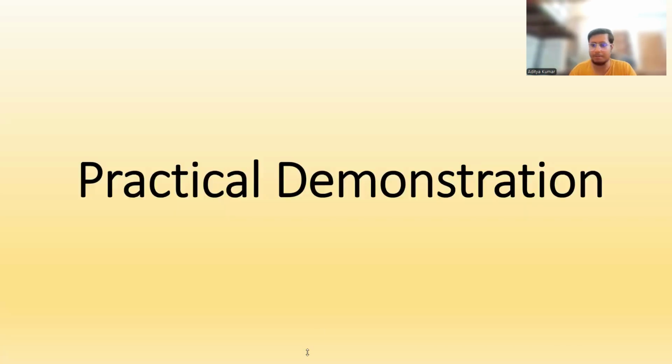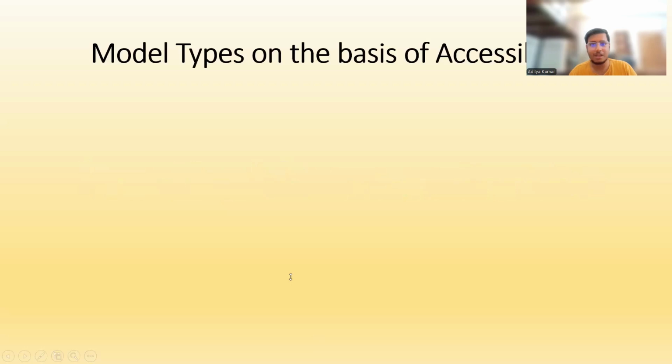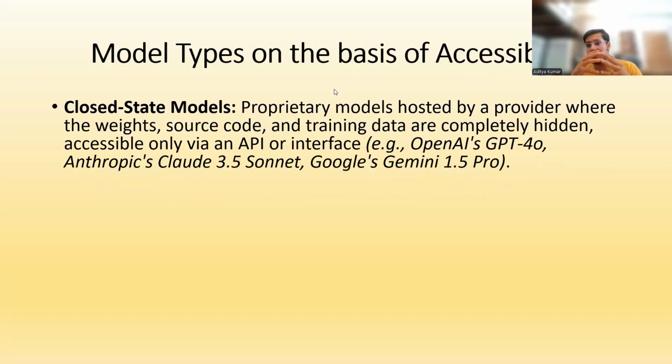So let's move to our PPT. Now we are going to discuss the last part of the lecture, model types on the basis of accessibility. Why are we discussing the types of models? Because the brain of our agentic AI is the LLM. Without an LLM, we cannot build AI agents. Or we can build them, but they are not as advanced as the agentic AI that we build via an LLM.